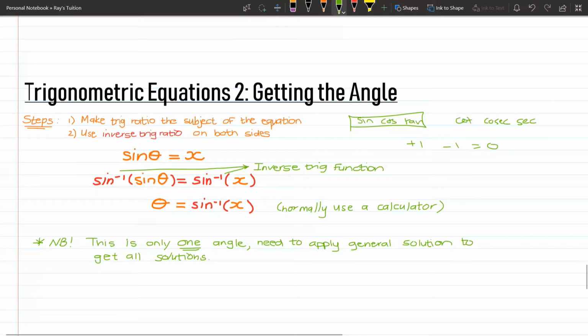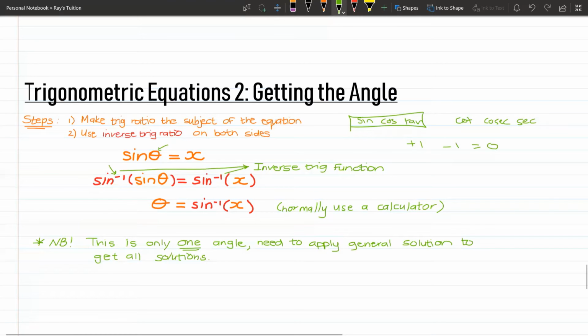So here we have an example. We have sine theta is equal to x. And if we would like to make theta the subject, the angle, then we're going to apply the inverse function, which is denoted by this -1. So the inverse function of sine is sine to the power of -1 on that sine of theta.